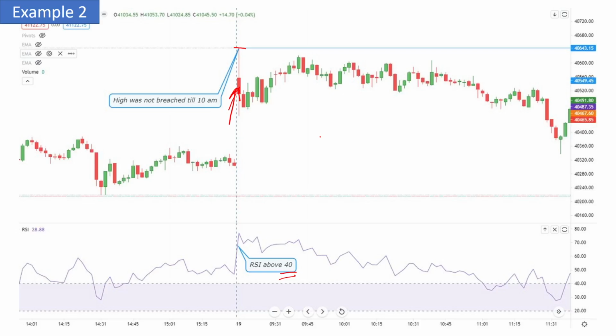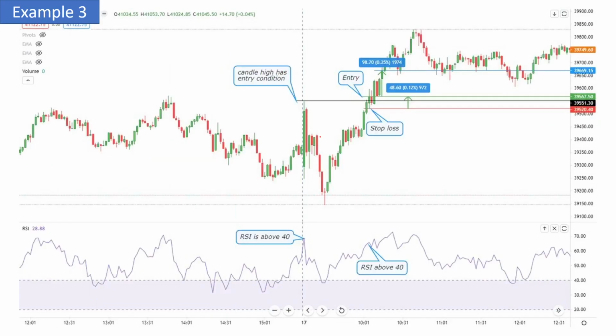So this is something very important. Understand that if you don't get a signal, do not get into forced trading because you will lose your capital. Ultimately, at the end of the day, more than earning profit, you should be able to preserve your own capital. The third example, let's get into it.